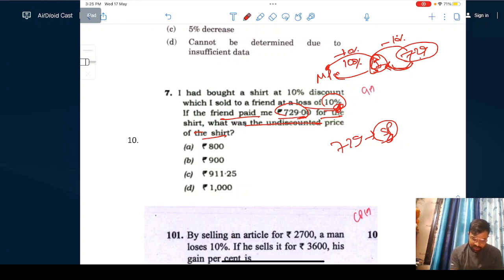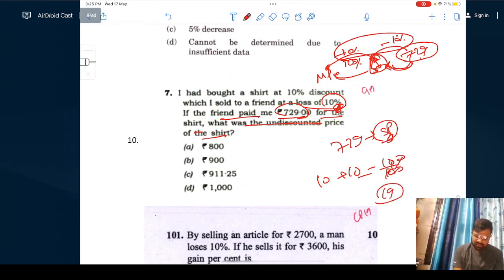Okay, now if you use successive percentage, it will become 10 plus 10 minus 100 by 100, minus 1, so it will become 19%. Plus 21%, so it will be 21% net loss. 21% net loss you have to find.